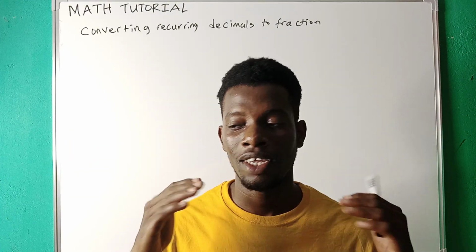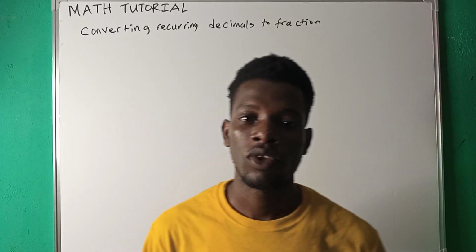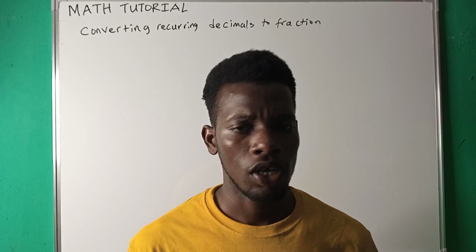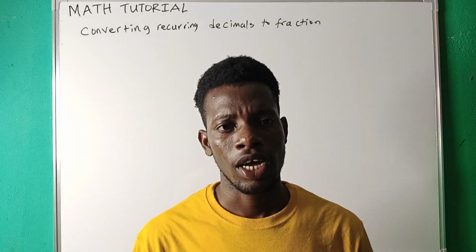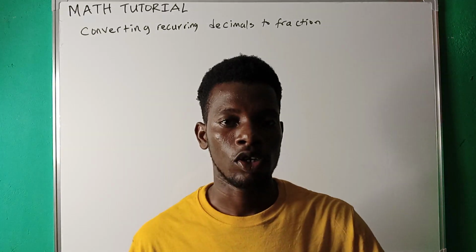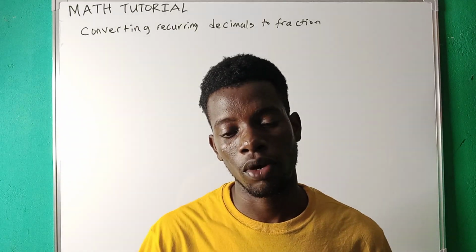Today we are going to be looking at converting recurring decimals to fractions. So what is a recurring decimal? A recurring decimal is a decimal that repeats after a particular set of digits in a particular pattern. So once we say repeat, it means there is a pattern in which the decimal number goes.